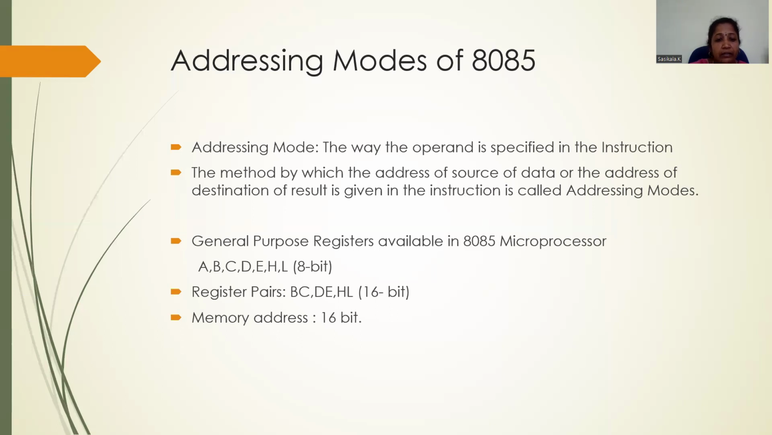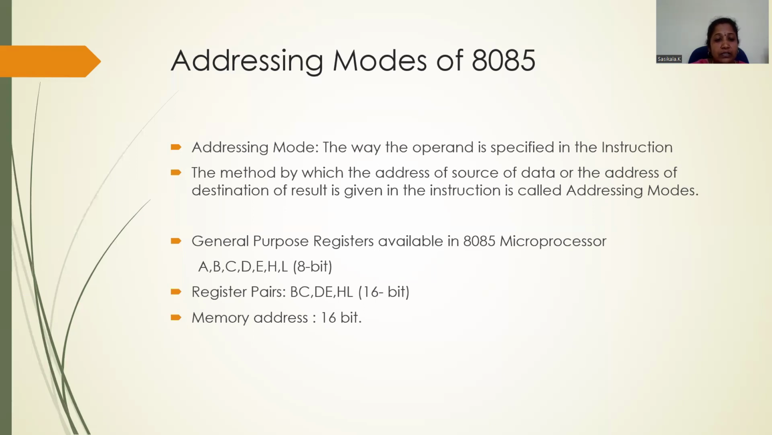Here we have 6 general purpose registers, that is B, C, D, E, H and L, and A is a special purpose register. A is the accumulator. Why it is called a special purpose register is that for any arithmetic and logical operation, one data should be in the accumulator, and after performing the operation, the result is automatically stored in the A register. That is why it is called a special purpose register.